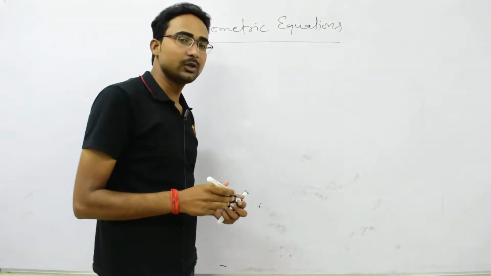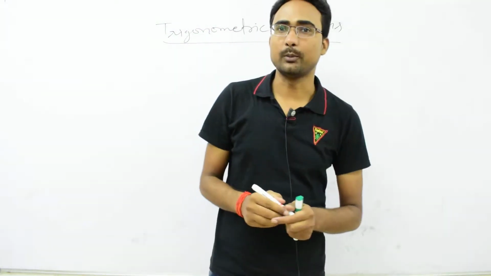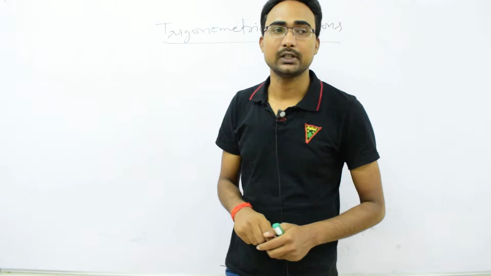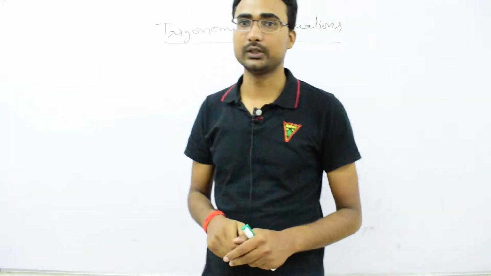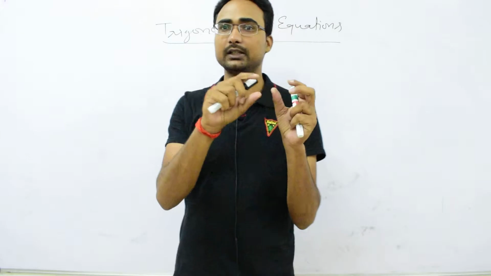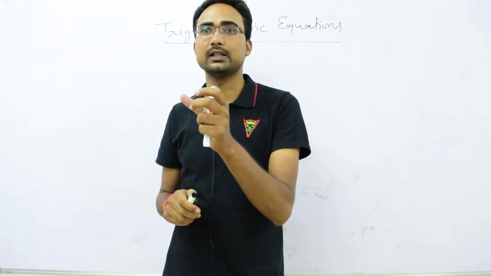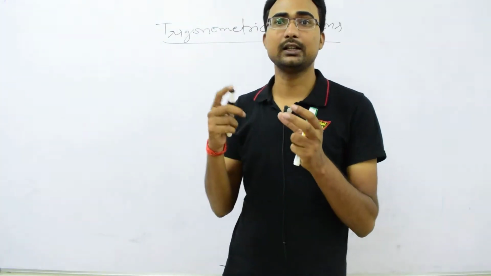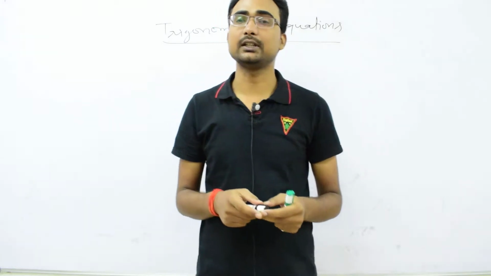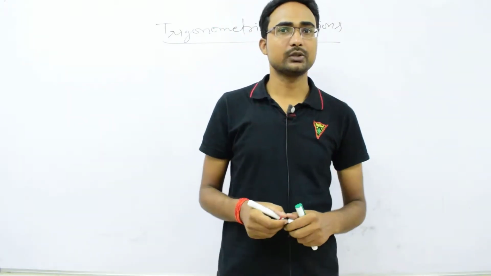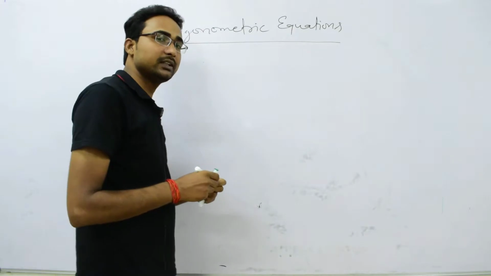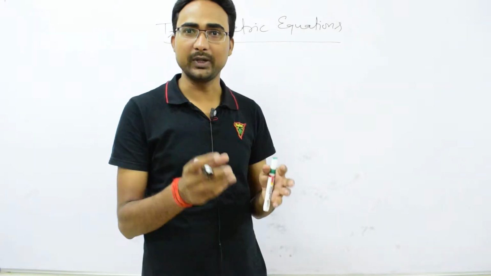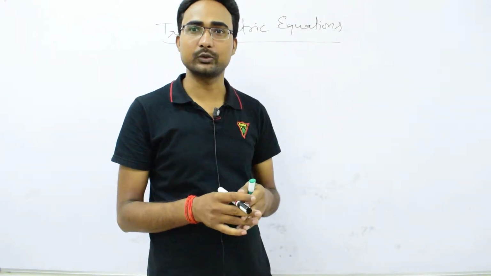A trigonometric equation is an equation of trigonometric functions in which the angle is unknown. Just like in an algebraic expression, x square plus something equal to 0, in a trigonometric equation the trigonometric function of an unknown angle is what we solve for. So an equation in which the angle of a trigonometric function is unknown is known as a trigonometric equation.